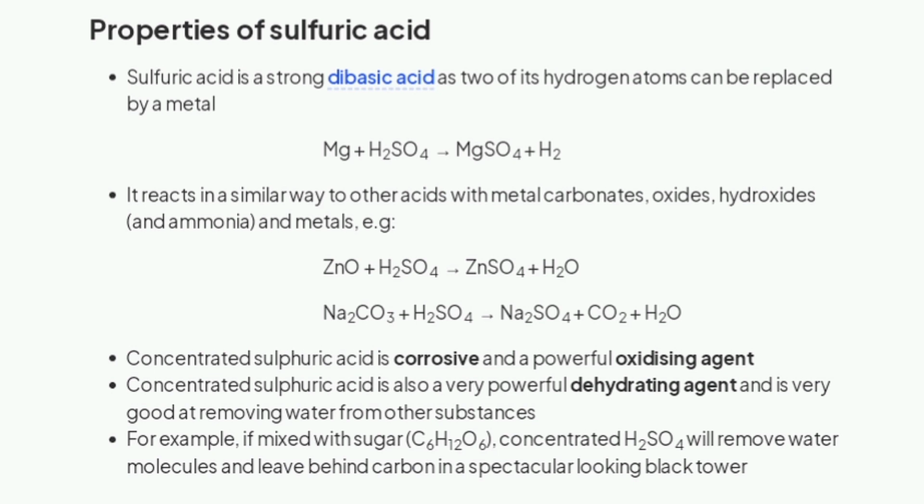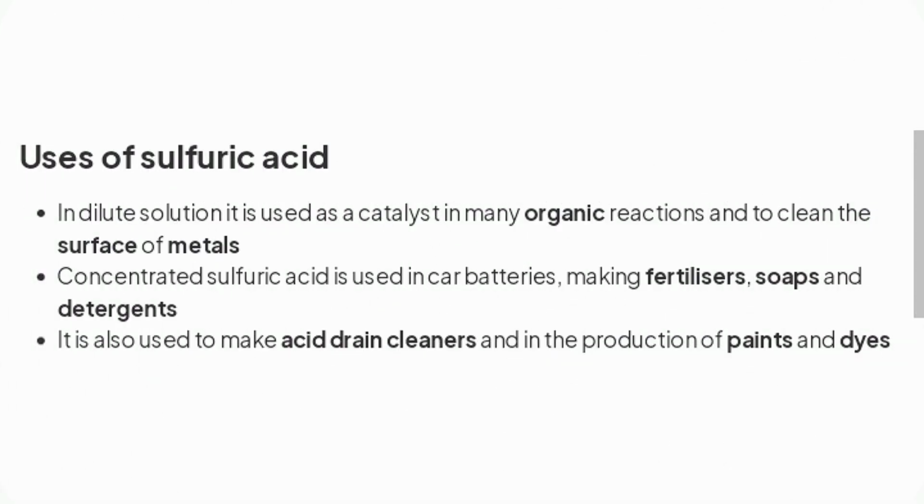Concentrated sulfuric acid is corrosive and a powerful oxidizing agent. Concentrated sulfuric acid is also a very powerful dehydrating agent and is very good at removing water from other substances. For example, if we mix sugar, C6H12O6, which is glucose, with concentrated sulfuric acid, it will remove water molecules and leave behind carbon in a spectacular looking black tower.